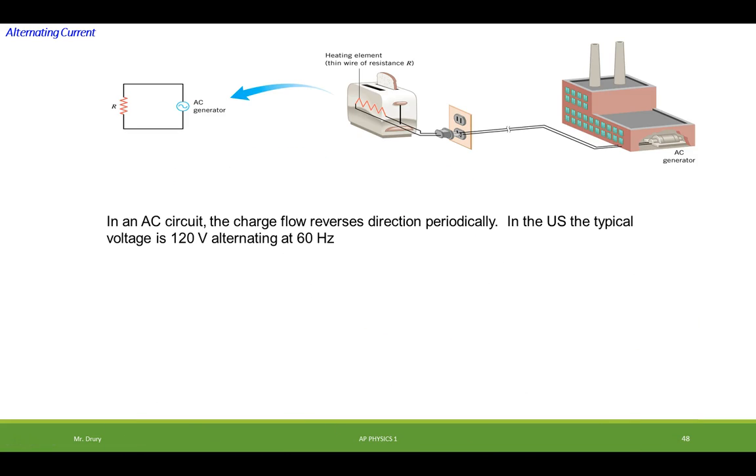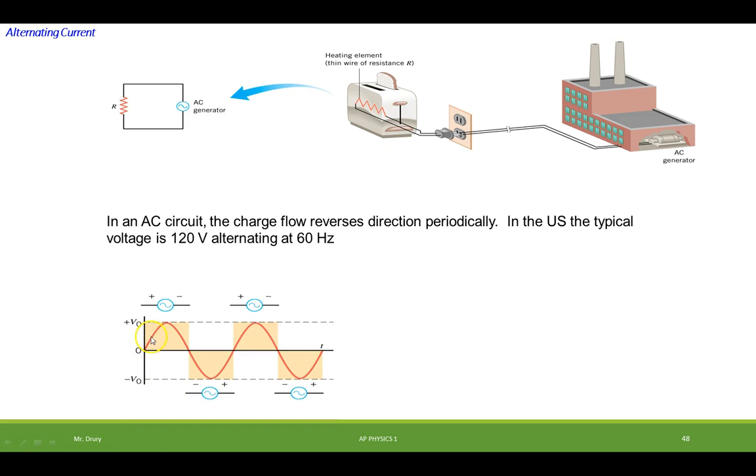Now I'd like to talk to you about alternating current. In an AC circuit, or alternating current circuit, the charge flow reverses directions periodically. In the U.S., the typical voltage supplied by the power company to your house is 120 volts of alternating current, and it has a cycle of 60 hertz. So what does that actually mean? It means it goes from a positive to a negative voltage 60 times per second.